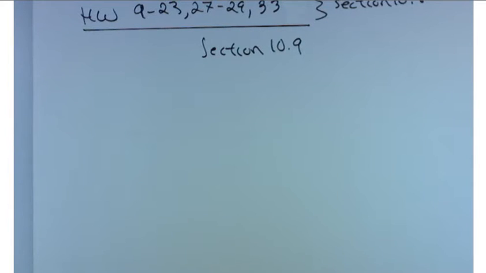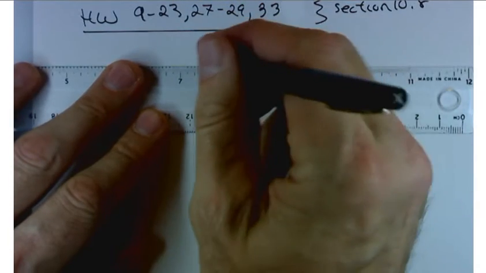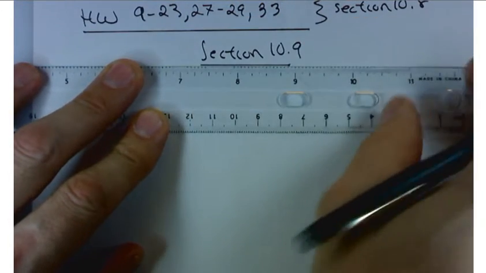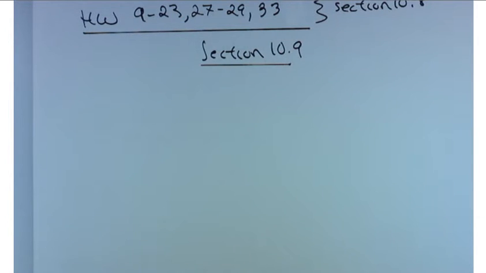Section 10.9. We're going to graph nonlinear inequalities. And again, I think the nonlinear stuff might sound a bit more intimidating. Systems of inequalities is another expression for some of these things. Now, when you're graphing an inequality, the first thing you do is graph the corresponding equation.